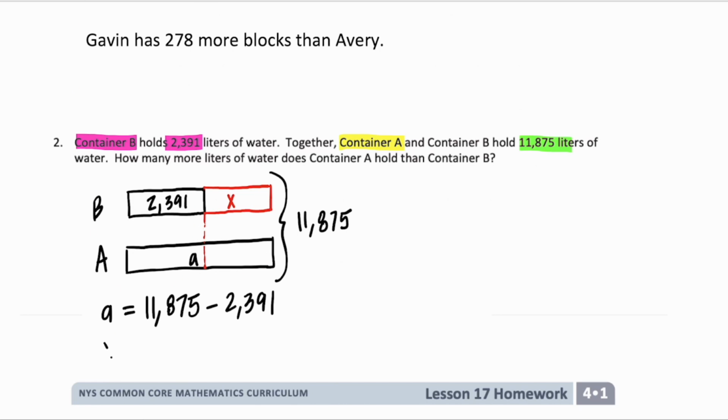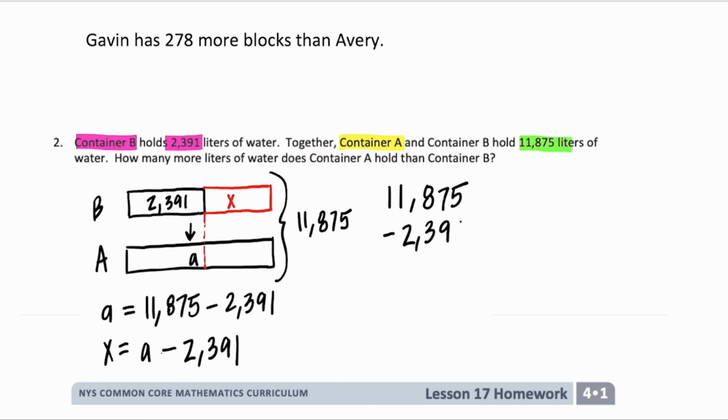So in order to get X, which is really what the question is asking us, I'm going to subtract from the total. Here, the total is A. See both of those tape diagrams, they equal A, minus the part that I know, which is 2,391. And that will give us the answer to this question of how many more liters. Let's subtract. We have 11,875 minus 2,391.